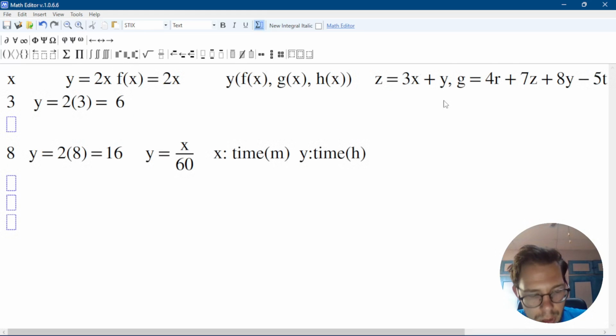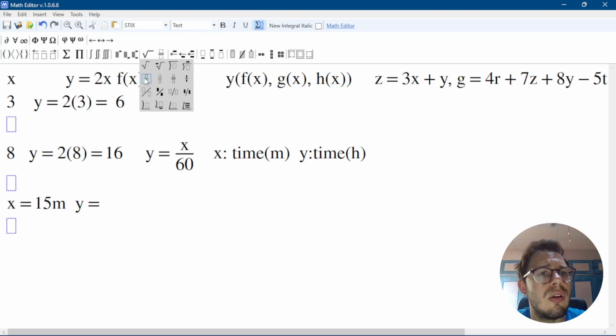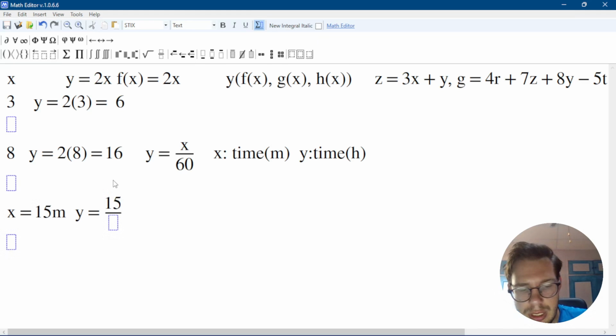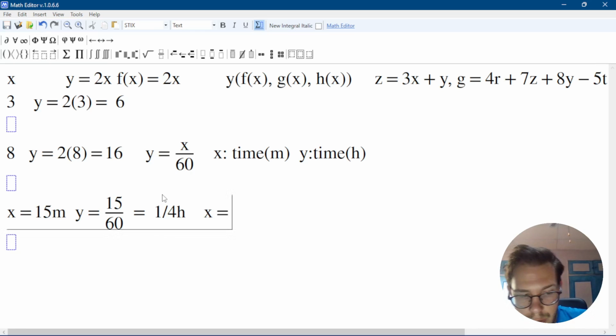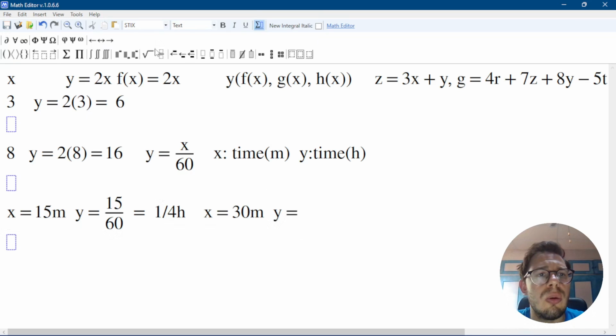So if you give me x is equal to 15 minutes, well, I can say y is equal to 15 divided by 60. So that means that 15 minutes is a quarter hour. Or if you tell me x is equal to 30 minutes, I just put it in the function and say, well, then y is equal to half an hour.